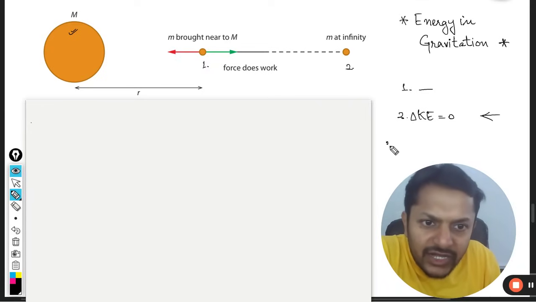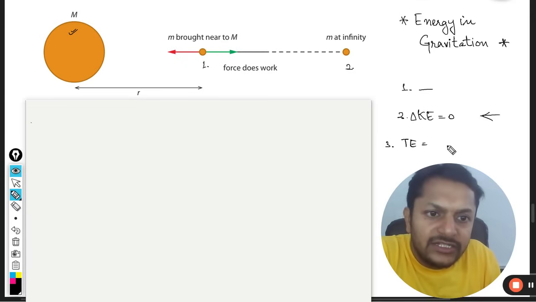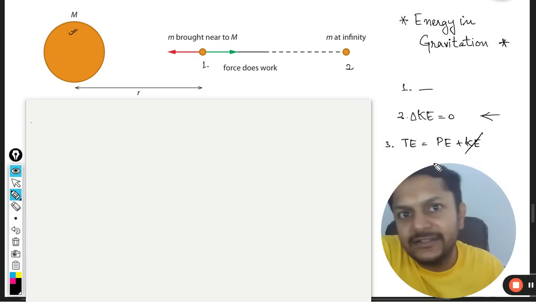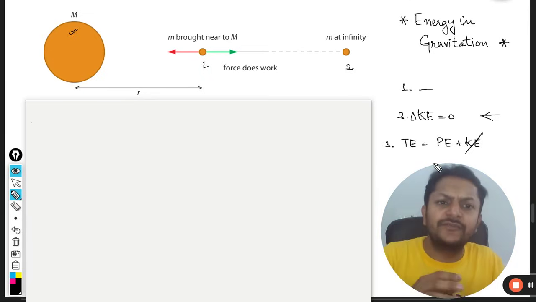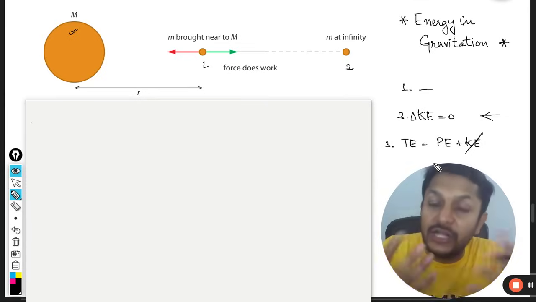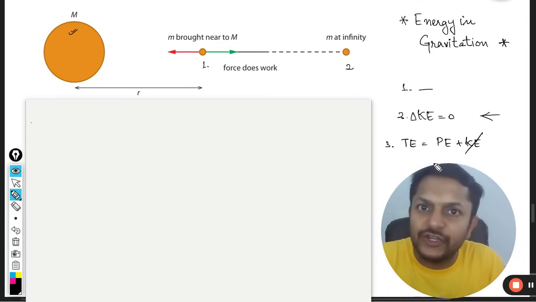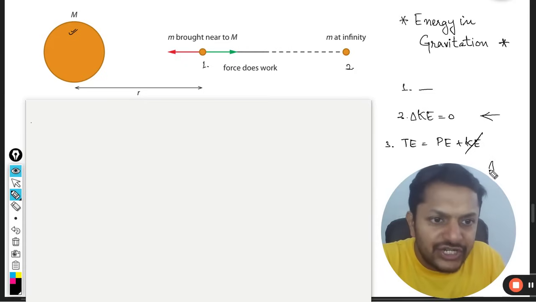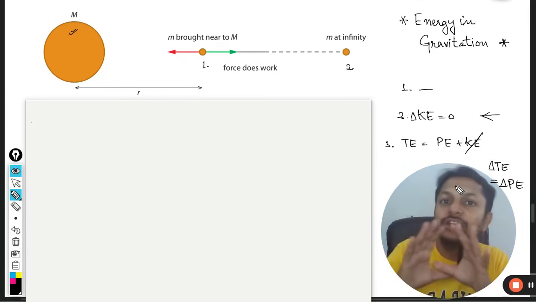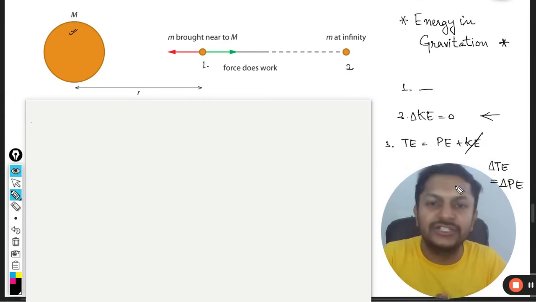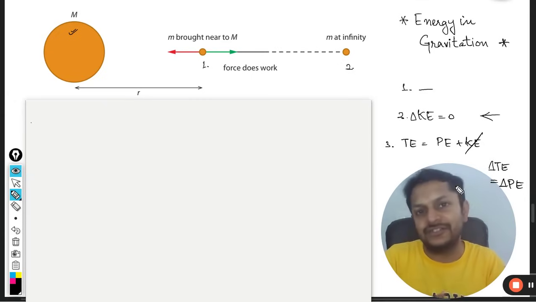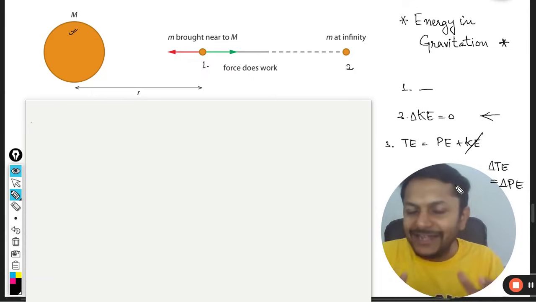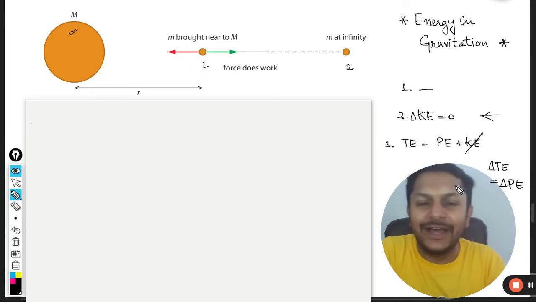Now, point number three that I want to bring here is that total energy is the sum total of potential and kinetic energy, but kinetic energy is not considered in this scenario. And that is why whenever we say the change in total energy, we are always referring to the change in potential energy only. So the change in total energy is actually equal to the change in potential energy. There is no difference between total energy and potential energy, because we are not considering kinetic energy. Now, having said that, let us move to the next part.